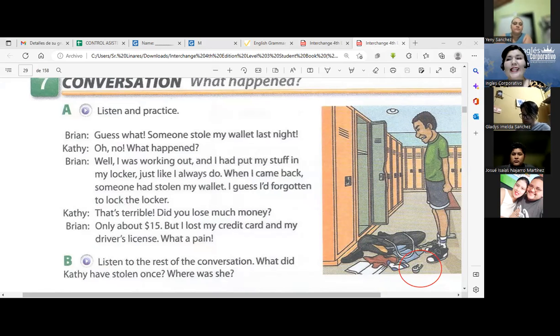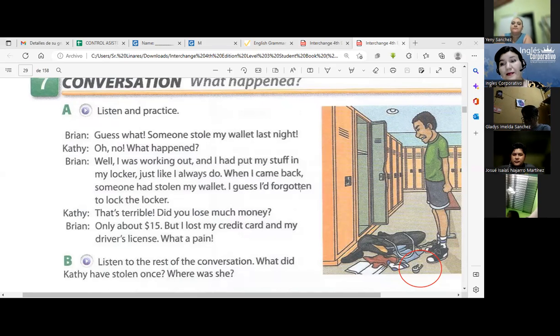So it says, guess what? Someone stole my wallet last night. Oh no, what happened? Well, I was working out and I had put my stuff in my locker just like I always do. When I came back, someone had stolen my wallet. I guess I had forgotten to lock the locker. That's terrible. Did you lose much money? Only about $15, but I lost my credit card and my driver's license.